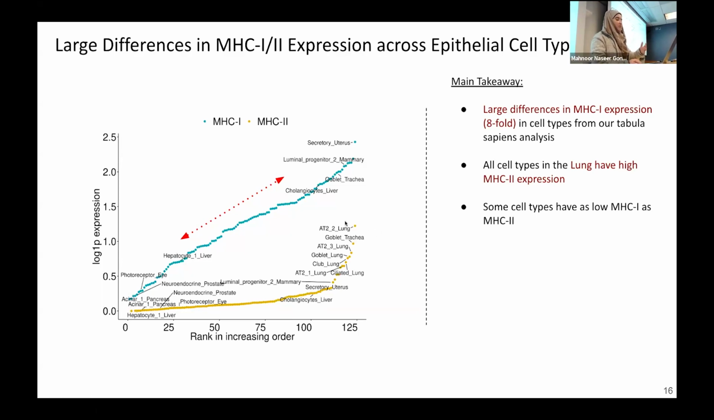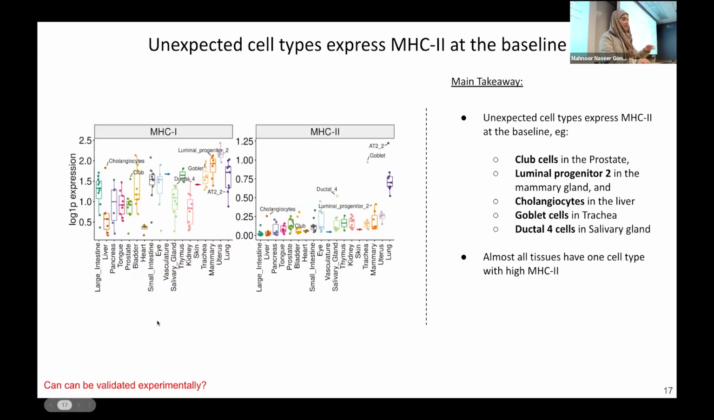But for MHC class 2, you see 82 cells in the lung, goblet cells in the trachea, goblet cells in the lung, club cells. All of these cells are interesting because they express MHC class 2. And then there are some cells which have almost no expression, and this is what the literature says, that they should not have high expression of MHC class 2. But we're not done yet.